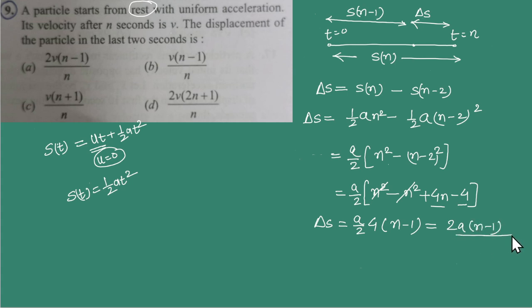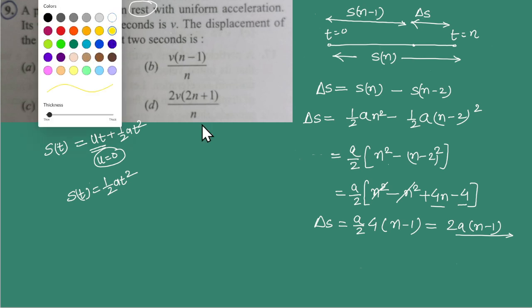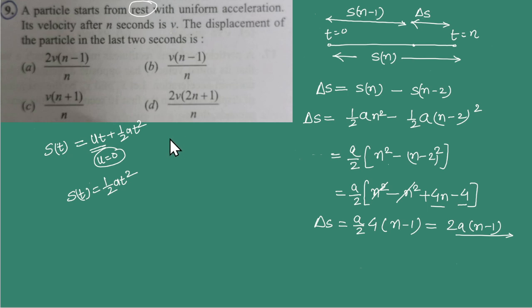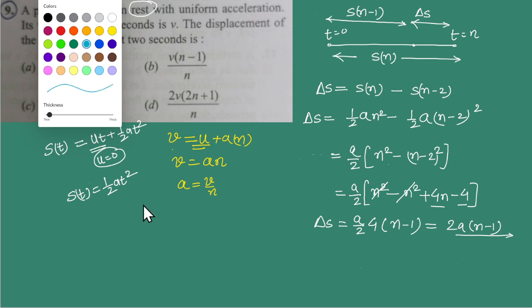But in our question this a is not given. But the condition is given that the velocity after n seconds is equal to v. So we can find the value of a from this condition. So we can use the first equation of motion, that is v equal to u plus at, and t equal to n given in the question, and u equal to 0. So v equal to a n. So we can find the value of a, which is v by n, and this value we can put in our expression of displacement in the last 2 seconds.